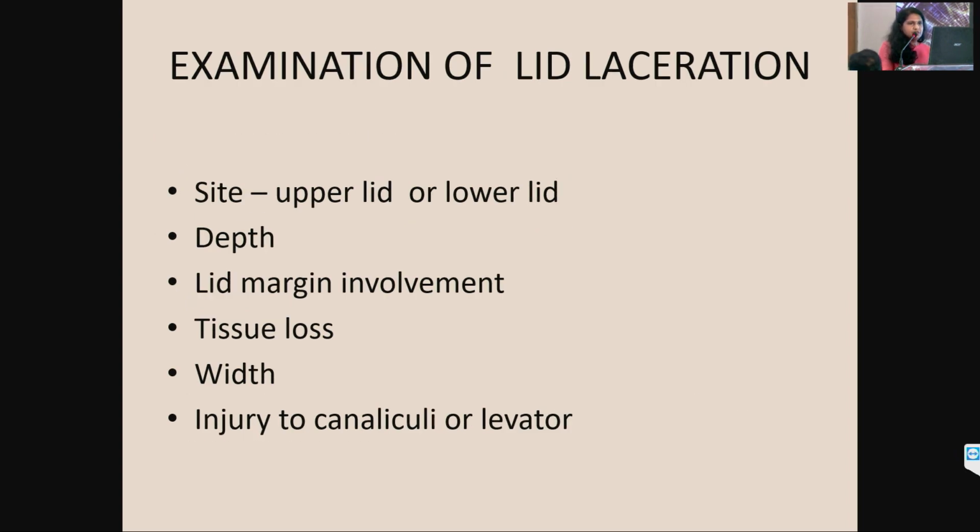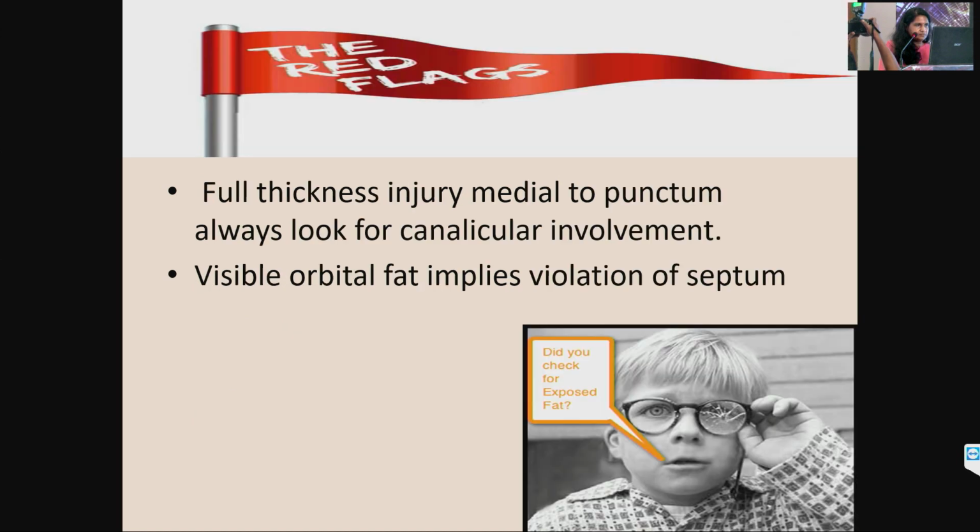Coming to examination of lid laceration, we have to note the site of the wound. Is it on the upper lid or lower lid? What is the depth of the wound? Is the lid margin involved or not? Is there any tissue loss? If so, what is the width of the tissue loss? Is there any injury to canaliculi or levator muscle?